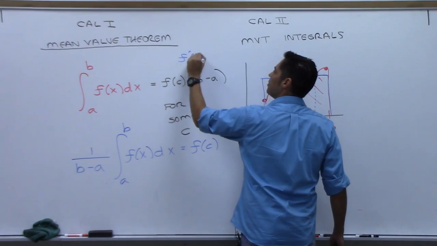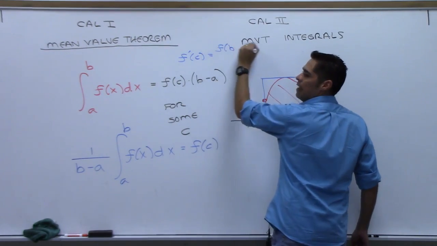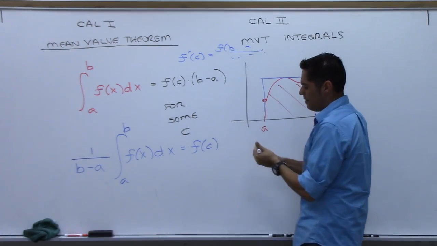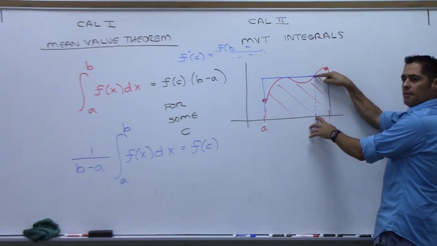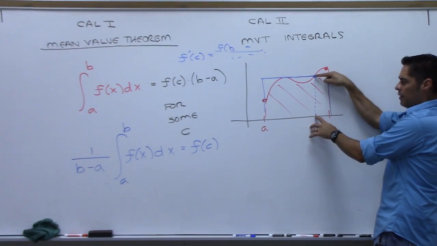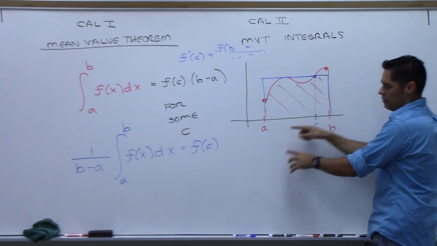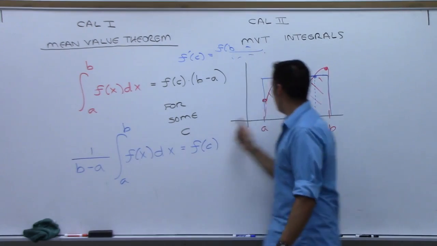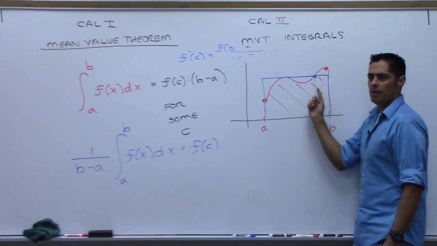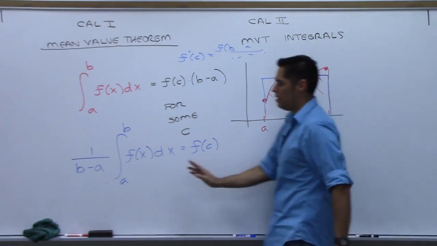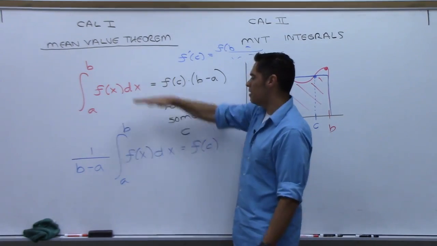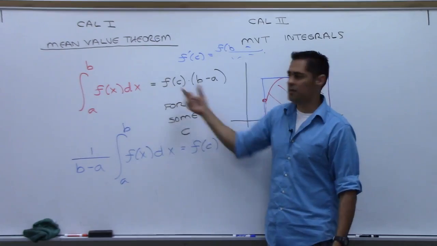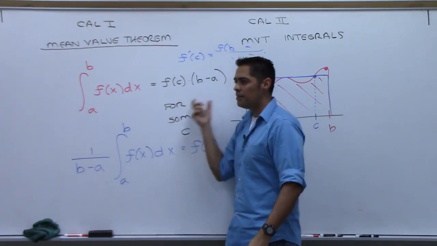The derivative at c equals f of b minus f of a, from Cal 1. This is more kind of like that. We're saying, look, the height of this function at this value c is equal to the area of the red divided by the width of this interval, b minus a. Do you see that they're exactly the same equations? Just this thing's got divided through on both sides.